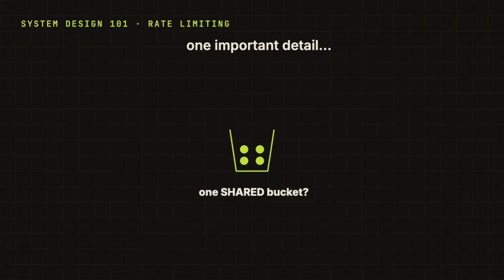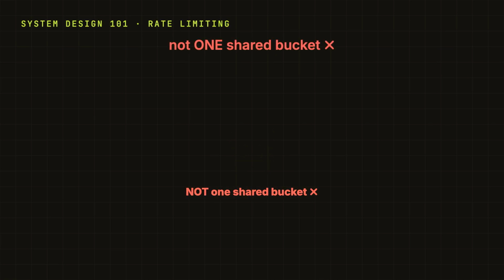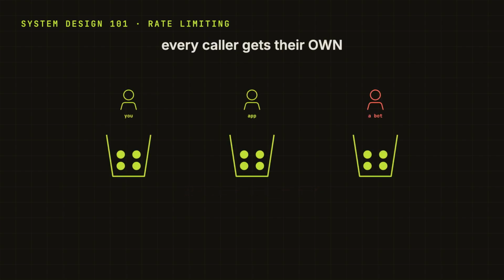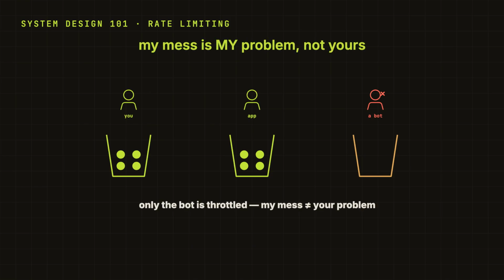Now, one important detail, and it is a nice one. This bucket is per caller, not one big shared bucket for the whole world. Every user, every app that talks to you gets their own bucket. So my runaway loop drains my bucket and throttles me, and it does not touch you at all. My mess is my problem, not yours.